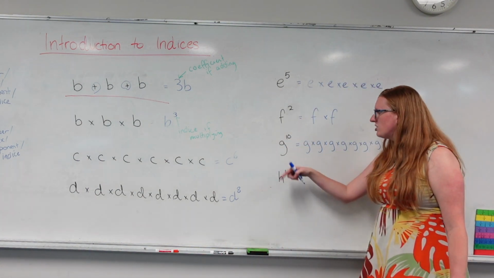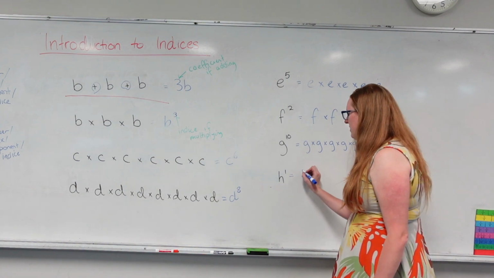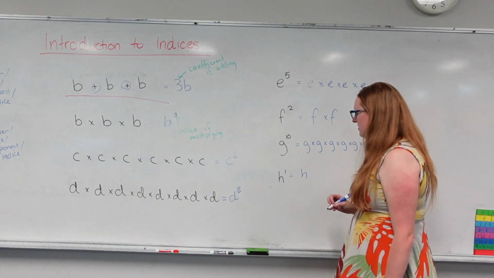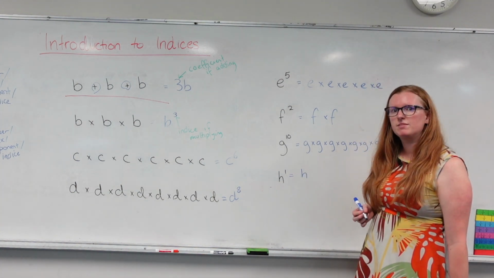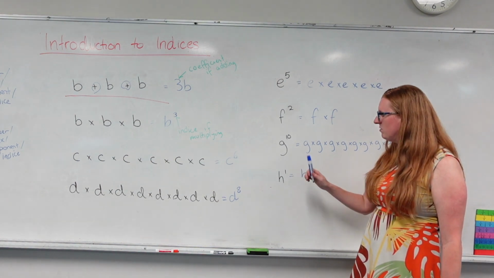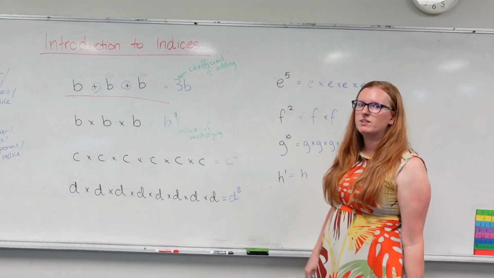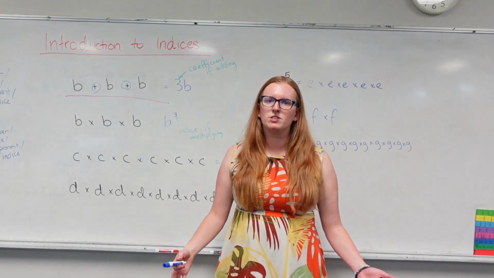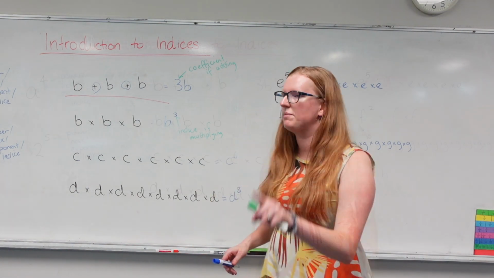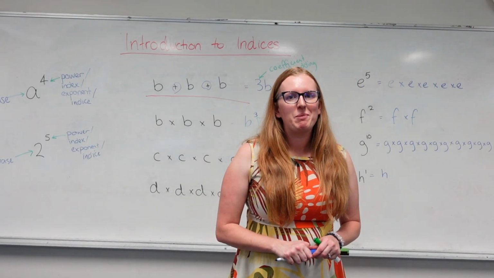And now I've got h to the power of 1. Oh, okay. So I need to have 1h. And that's it. If I've got h to the power of 1, there's only one of them. So I don't even need to write anything else, because there's only one. And there we go. We have learned the basics of indices.